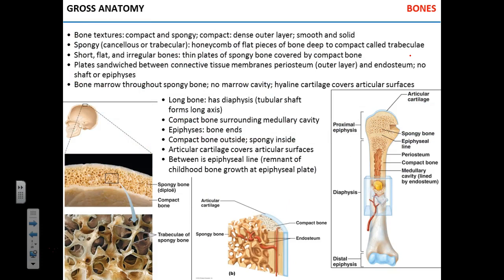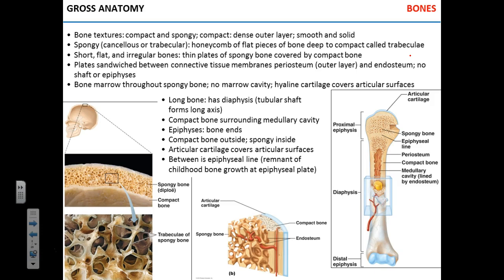Now, in terms of the anatomy, what does the bone look like? Let me see if I have the bone. Well, I kind of do. No, it's, well, sort of. I don't have a cross-section of the bone.